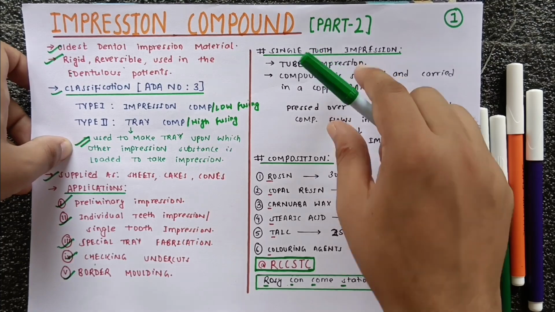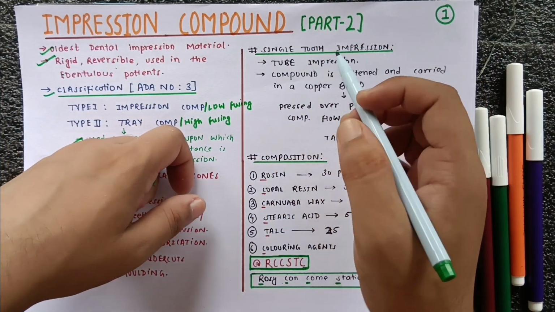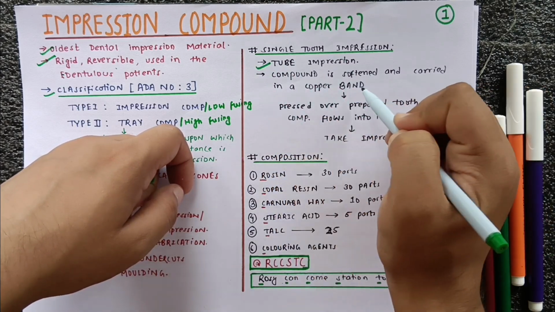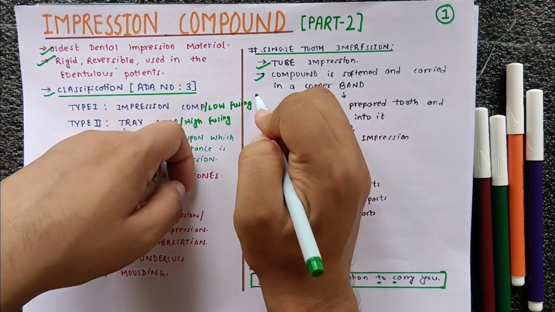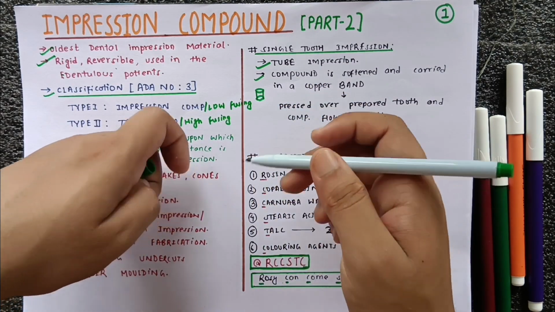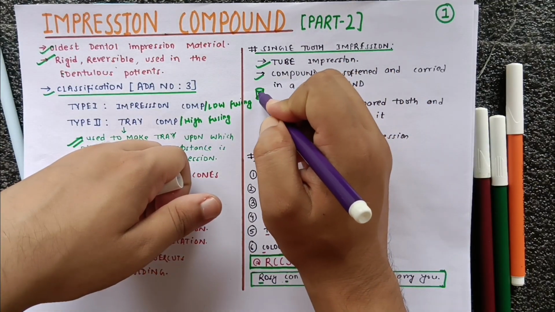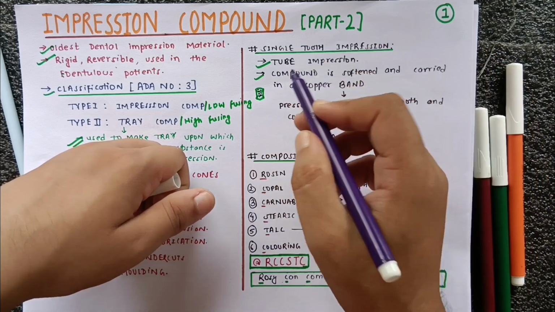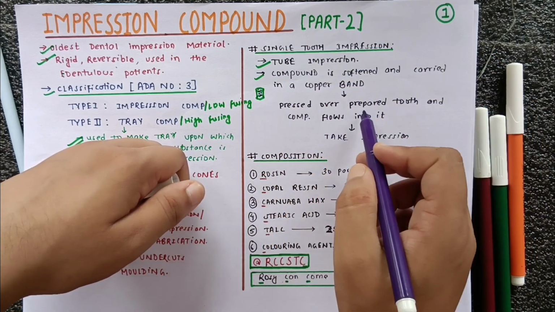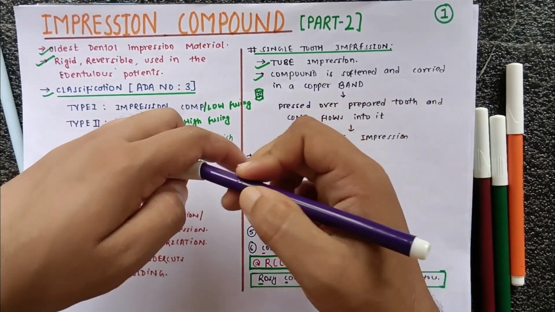After that, as I have mentioned, single tooth impression. The single tooth impression is also called the tube impression, and the compound is sustained and carried in a copper band, a cylinder-like structure. In this copper band, we soften the material and fill it in. After filling the copper band, it is pressed over the prepared tooth, and the compound flows into it and takes the impression.